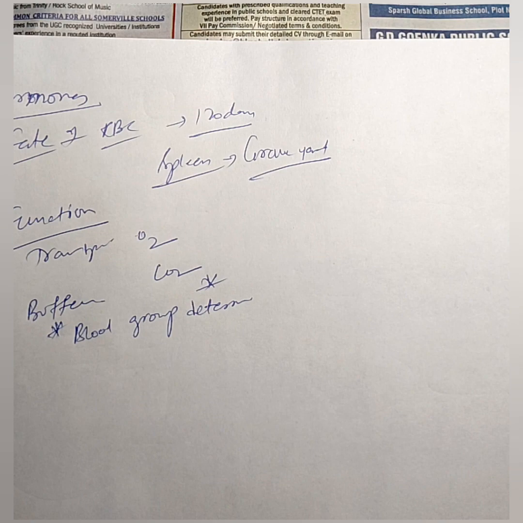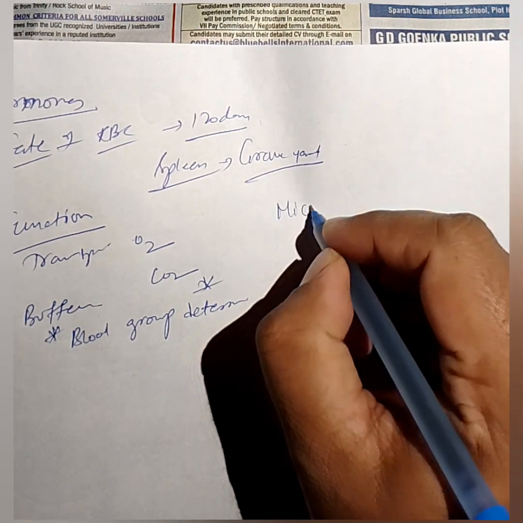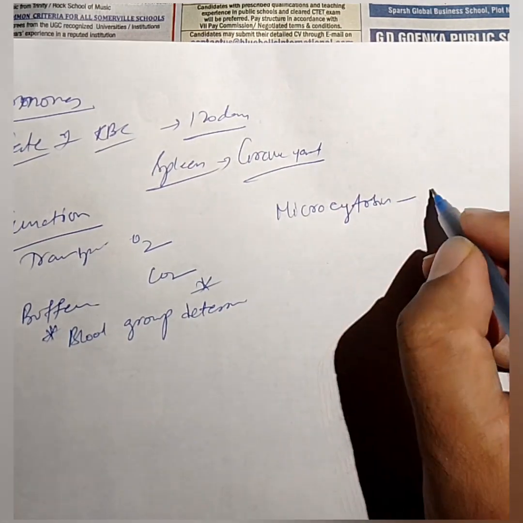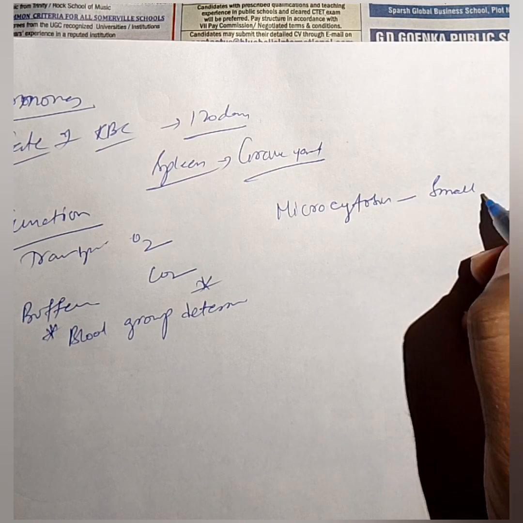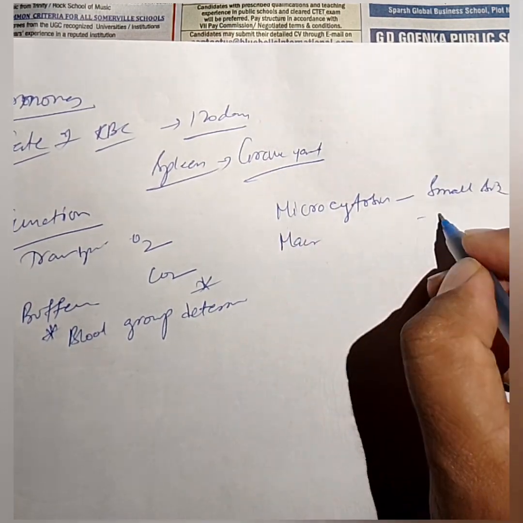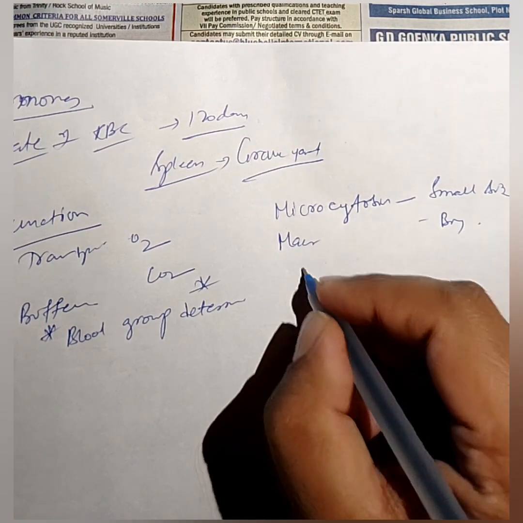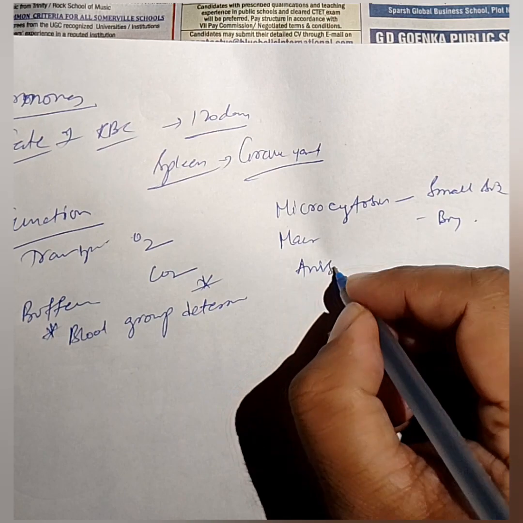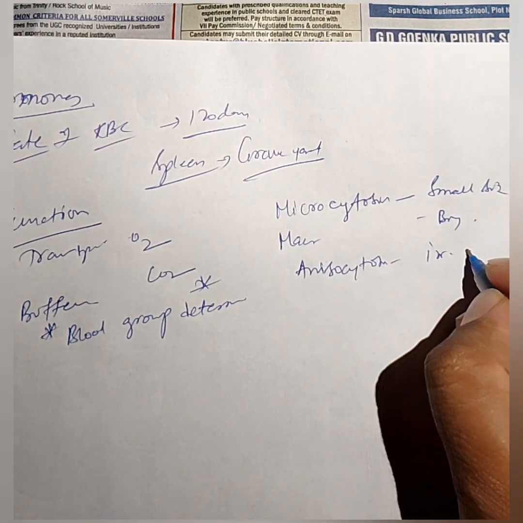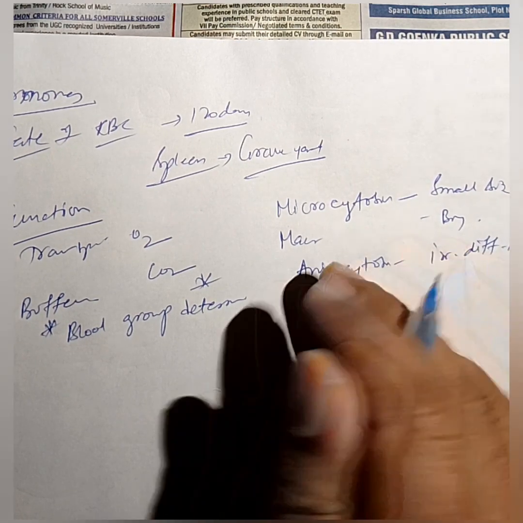And next we can see applied physiology. Microcytosis. What is called microcytosis? Small size of RBC is called microcytosis, and macrocytosis means big size of RBC. Anisocytosis refers to irregular or different sizes of RBC.